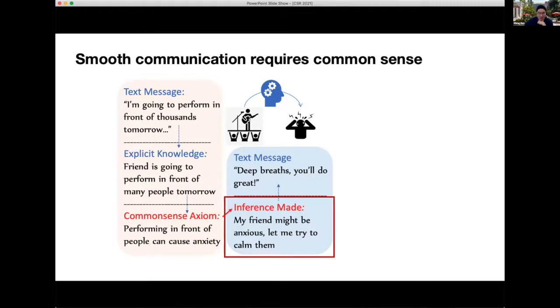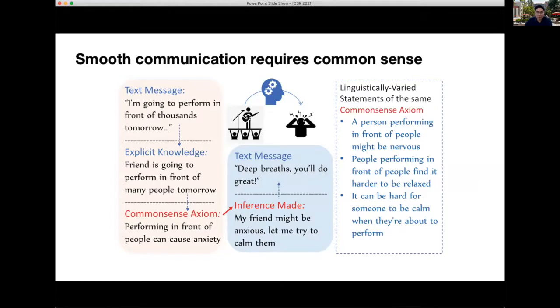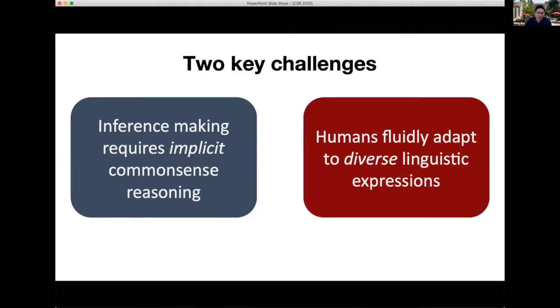This is a very commonly seen reasoning process. But the difficult part, if you want to build such an inference process using current NLP models, is that there are so many ways you can express the same common sense axiom, right? You can say a person performing in front of people might be nervous, or people performing in front of people find it harder to be relaxed, or it can be harder for someone to be calm when they're about to perform. So with the same underlying common sense axiom, there are so many linguistic variations you can create to express the same message. And can machine systems really digest all of these variations of the common sense statements in a consistent way? That's basically what this project was asking about at the starting point.